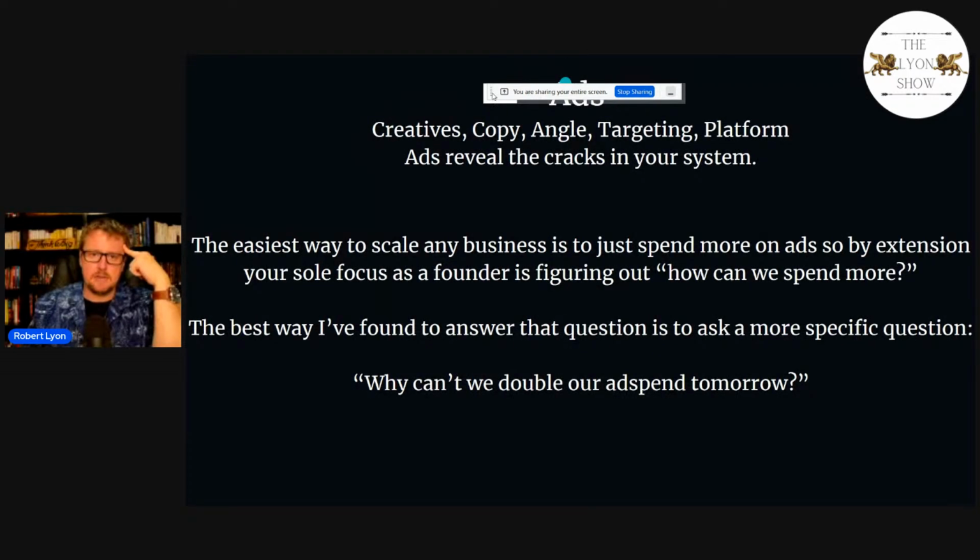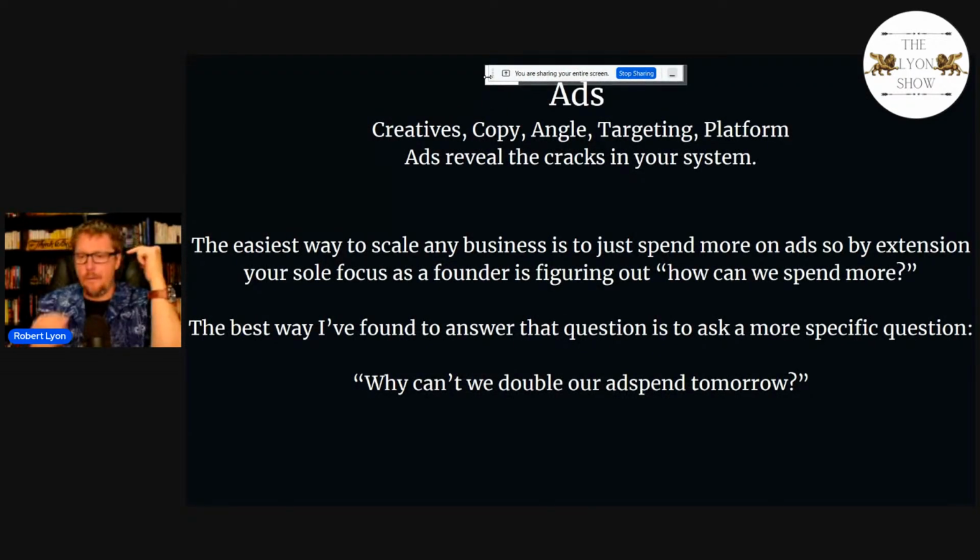Next, ads. Okay, so ads are... is that next? I thought there was something in between. But ads are the easiest way to scale any business. The easiest way to scale any business is to just spend more on ads. So by extension, your sole focus as a founder is figuring out how we can spend more, right? And the best way I've found to answer that question is to ask a more specific question: why can't we double our ad spend tomorrow?